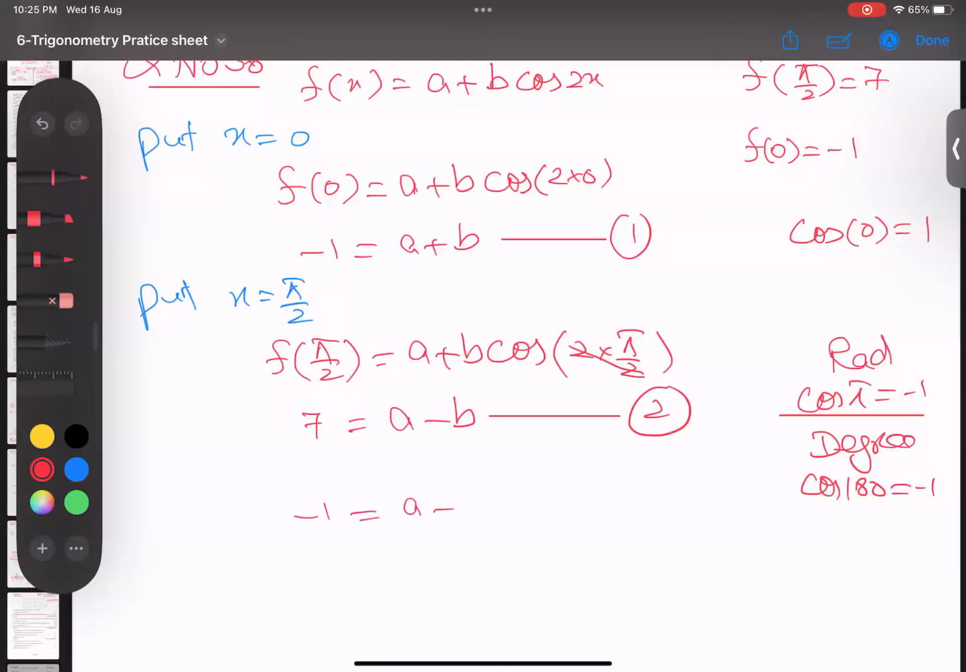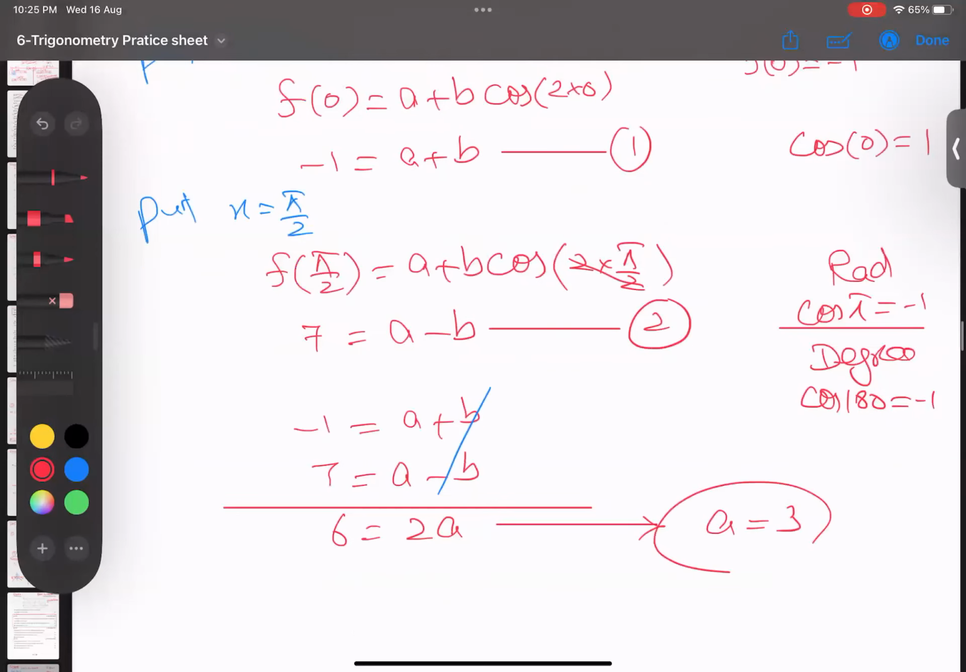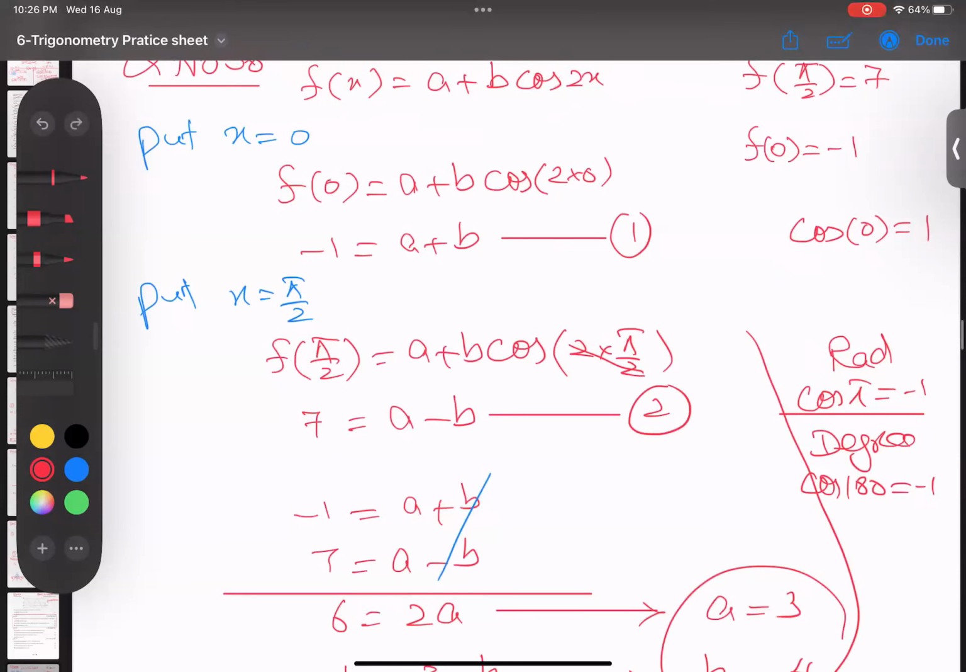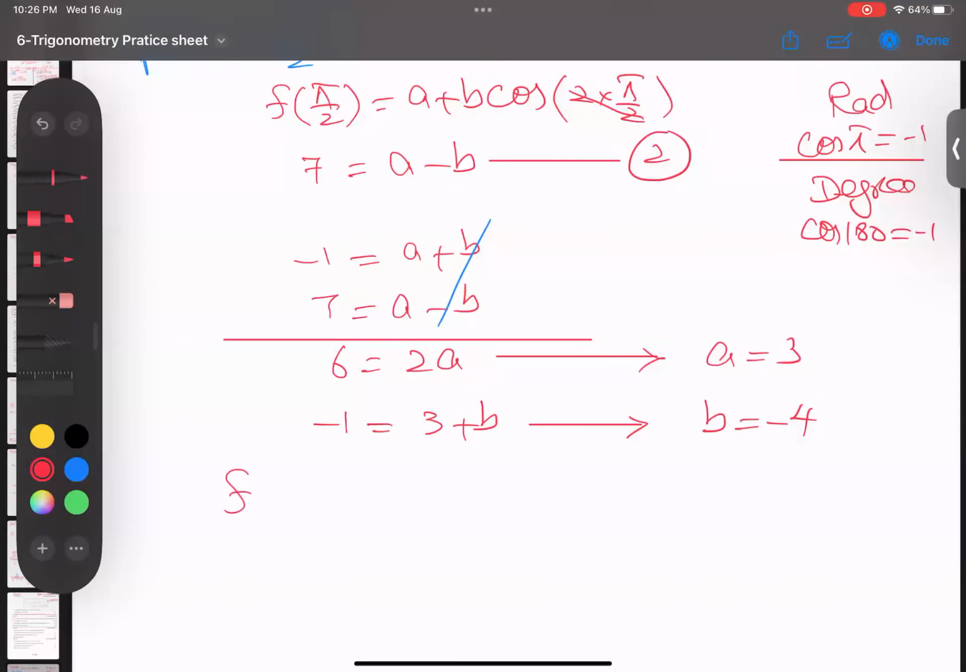So you know it very well. It's not a hard job and simple. This b cancels out, and I get 6, and I have 2a. And finally, I get a is equal to 3. This 3, I can plug into any one equation and get the b value. And 3 plus b, so b value is becoming negative 4. So now I plug both values into the top equation. So f of x is equal to 3 minus 4 cos of 2x. This is the final equation.